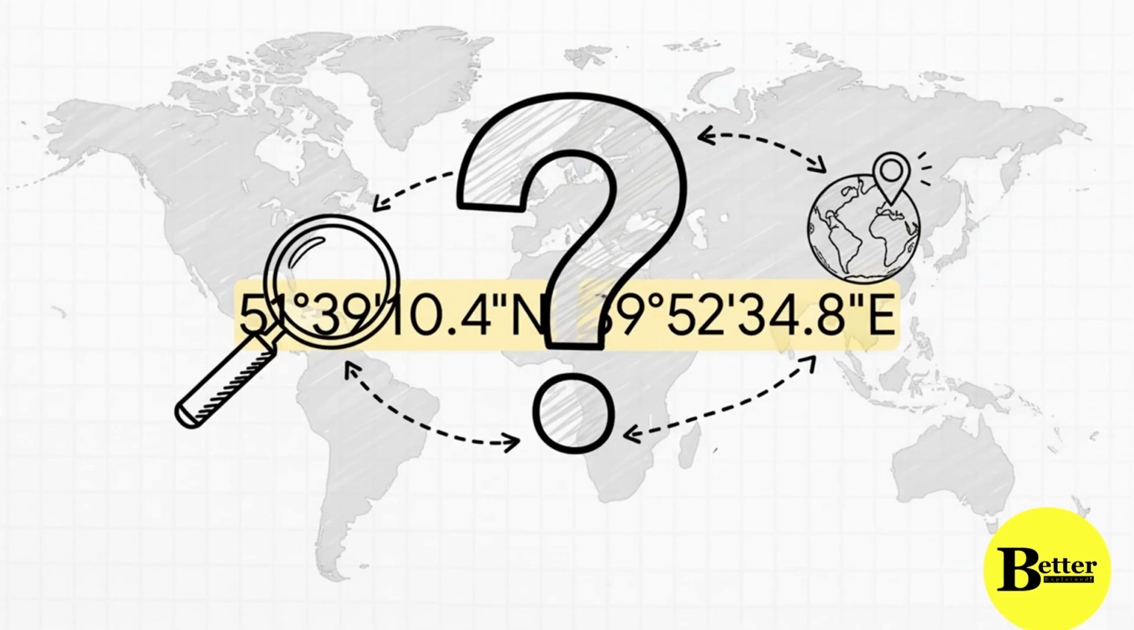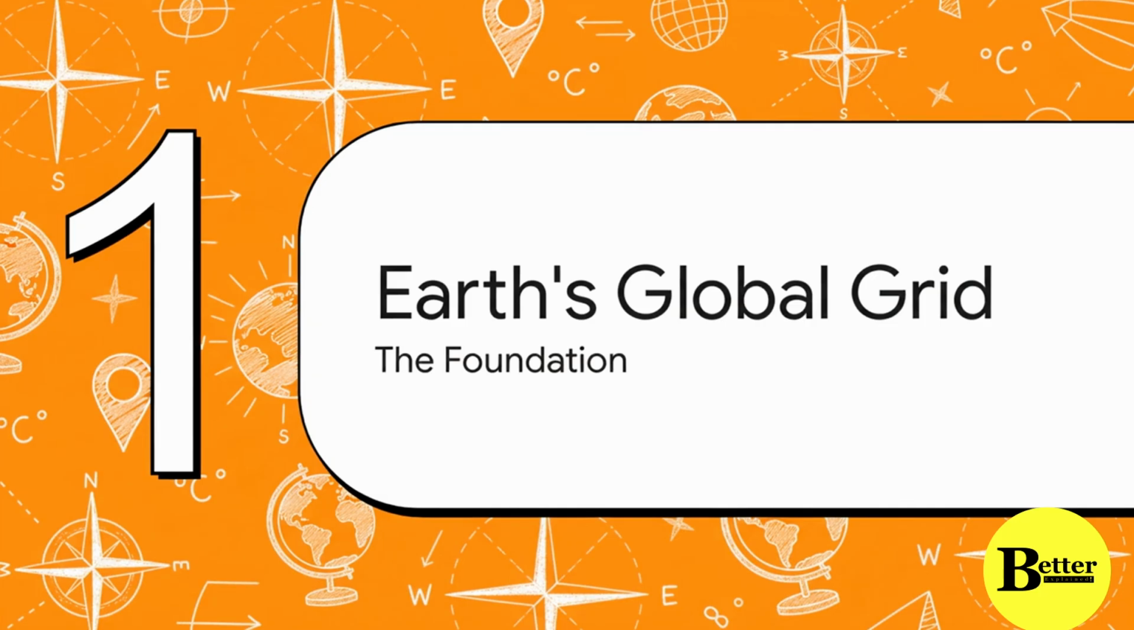Okay, so let's just throw one out there. You look at this, and it just looks like a secret code, doesn't it? 51 degrees, 39 minutes, 10.4 seconds north. I mean, what on earth does that even mean? How can that pinpoint one single spot on our massive planet? Well, stick with me because by the end of this, you'll be able to read this just as easily as a street address. But before we can crack that code, we've got to understand the map it's written on.